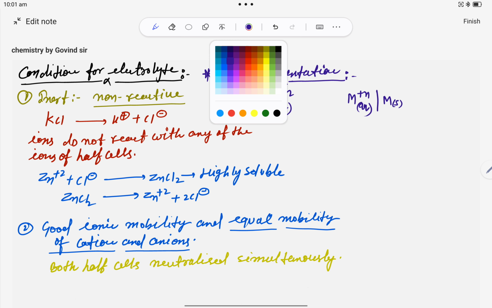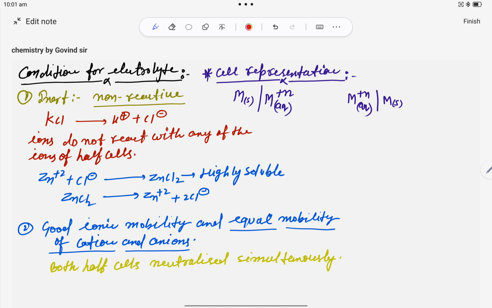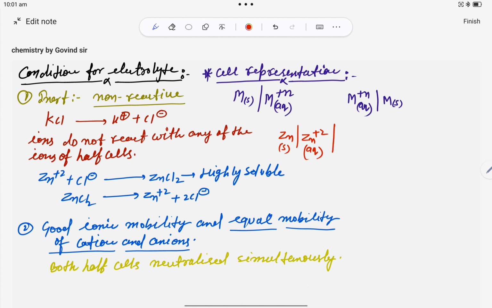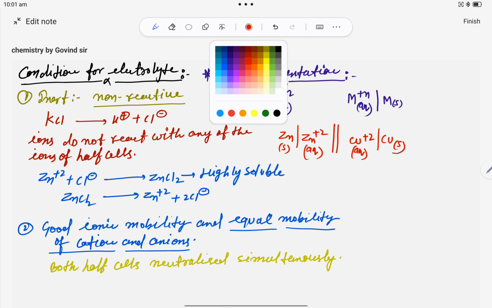So how do we represent the zinc copper cell which we have discussed? It is represented like this: zinc, solid state, one line, Zn2+, aqueous state, then double line, it's called the salt bridge, then Cu2+, aqueous state, one line, copper, solid state. That is the representation of your cell.